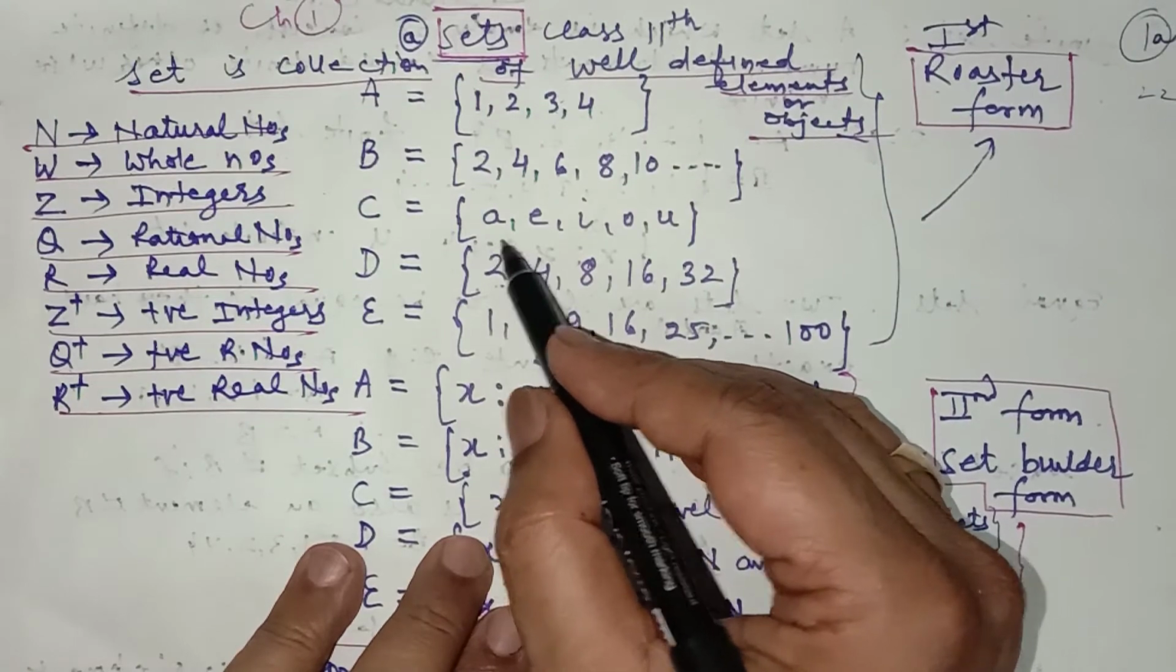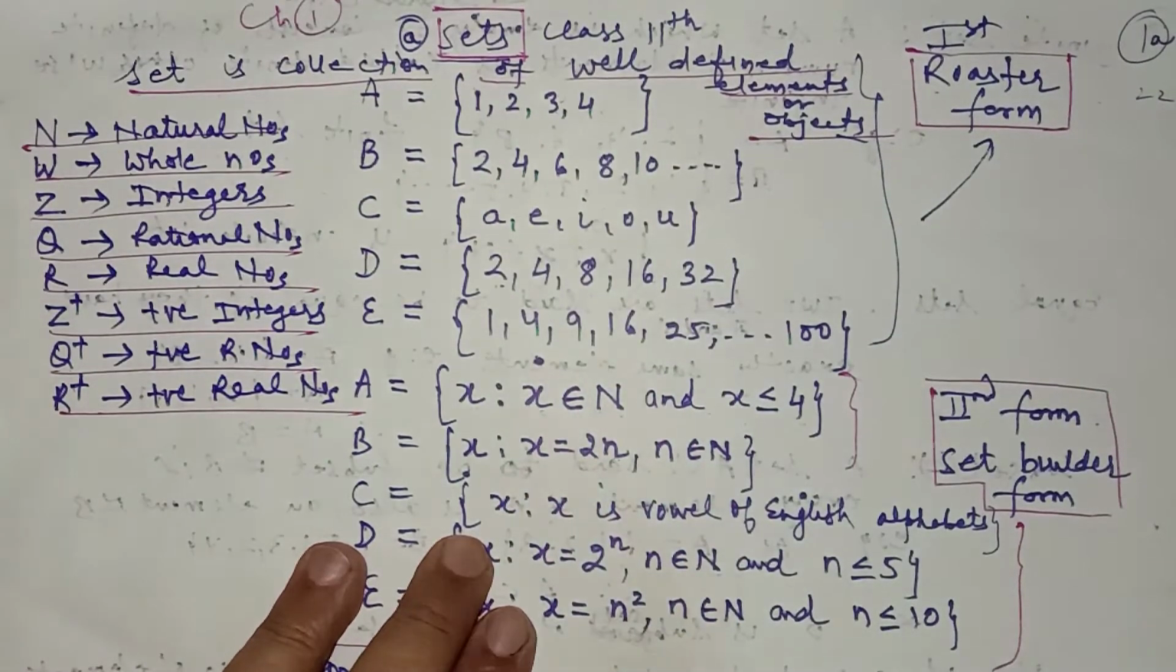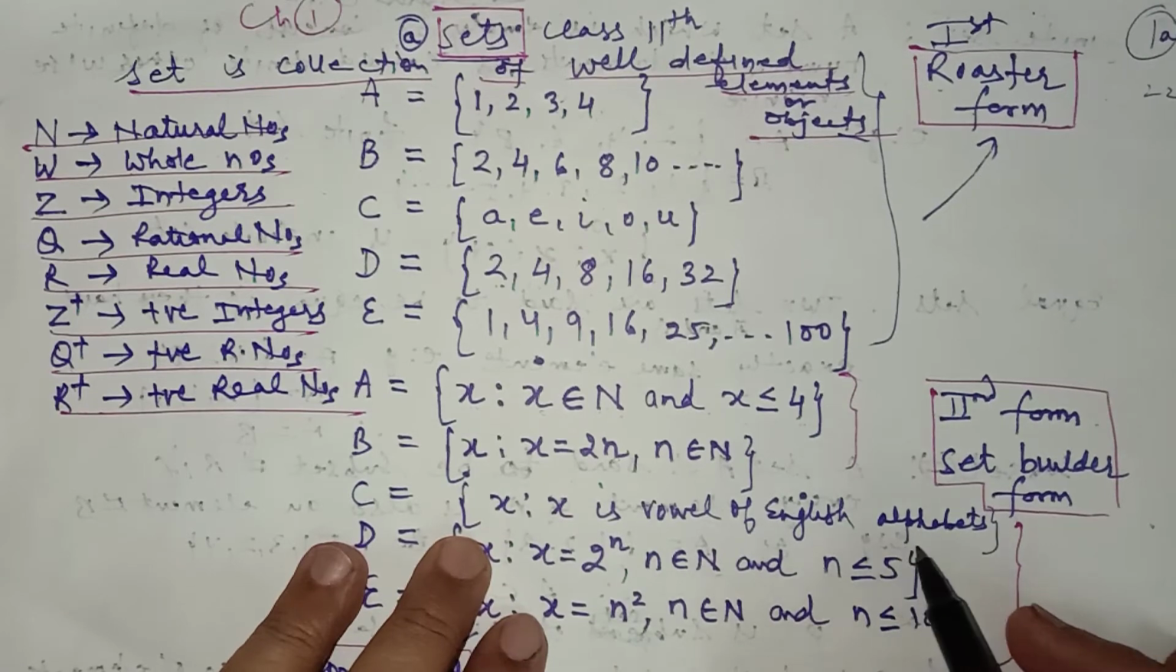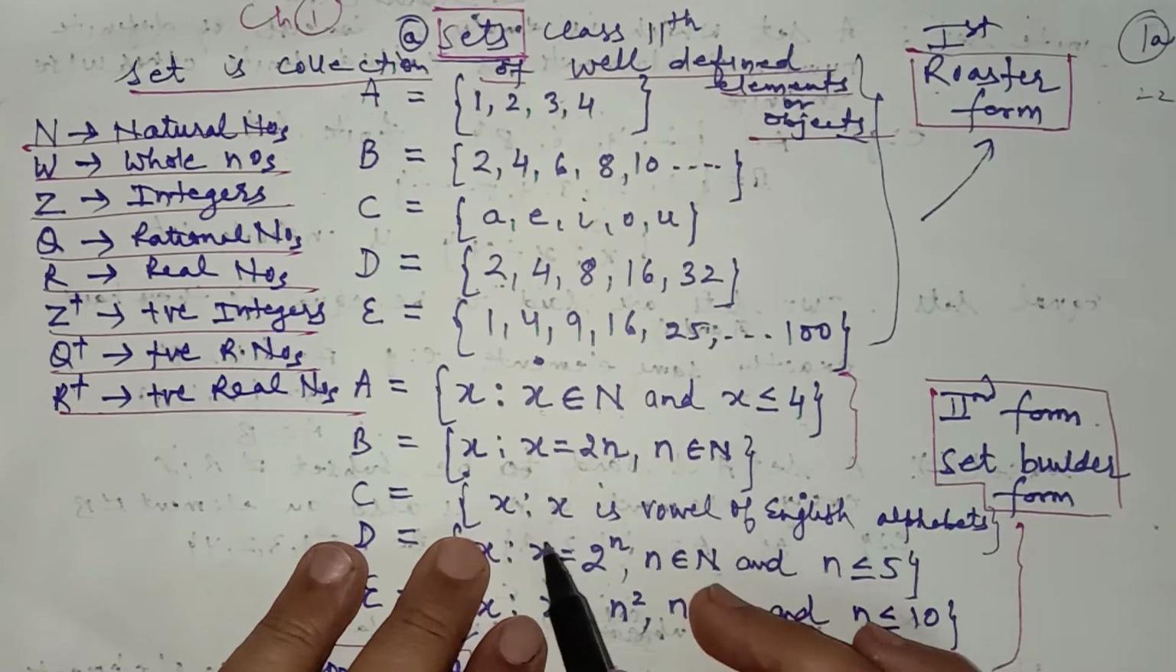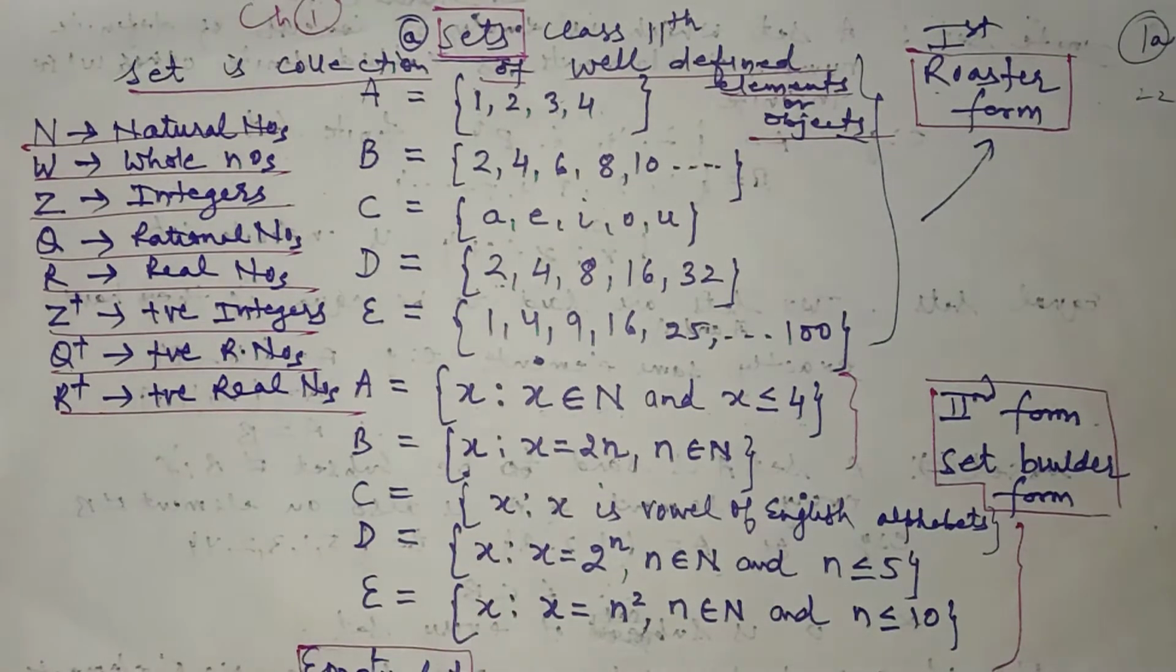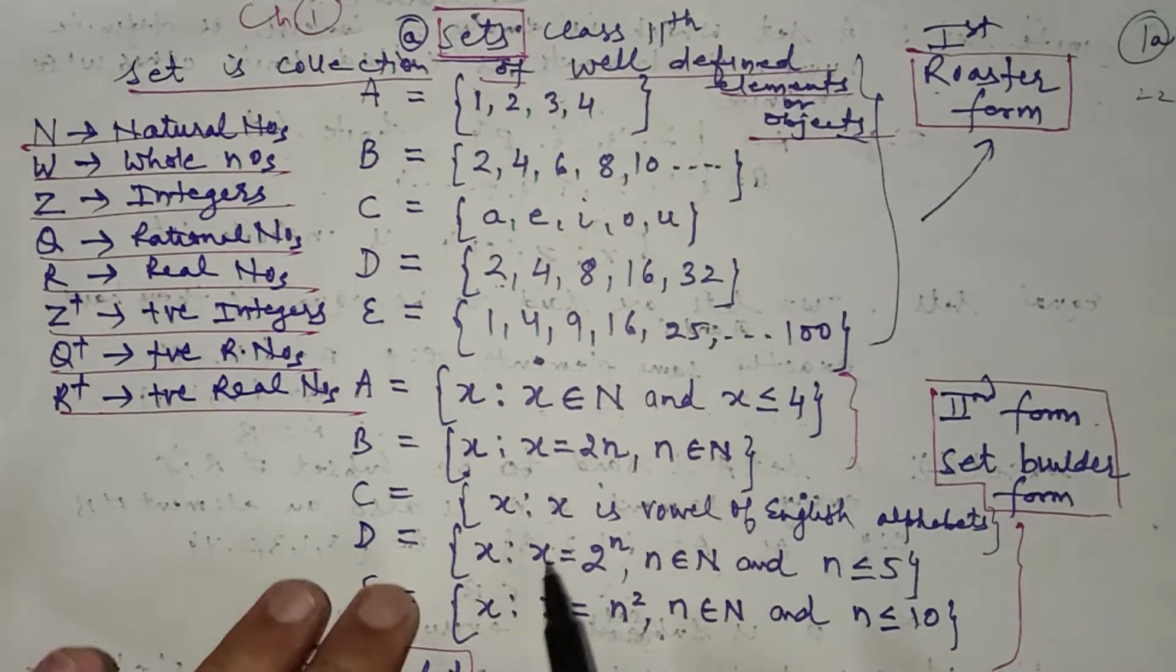What we have in set C: A, E, I, O, U. These are the vowels of the English alphabet. So x such that x is a vowel of the English alphabet. X such that x are the vowels of the English alphabet in this set C.